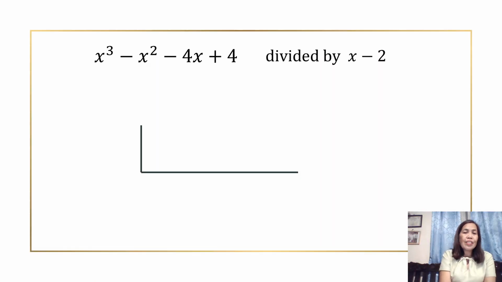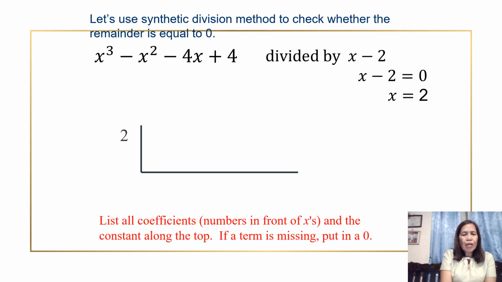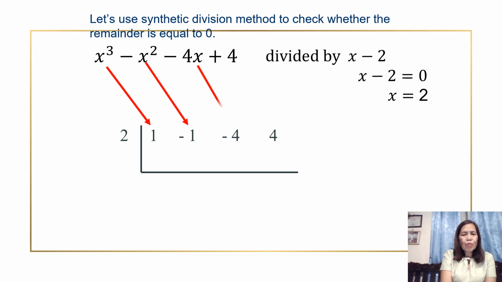So, gamitan natin ng synthetic. So, dapat 0 din ang remainder nito, ha? So, the same procedure. Kunin natin yung value ng x. If x minus 2 equals 0, x is equal to 2. Ilagay siya dyan. And then, ibaba natin yung mga coefficients. 1, negative 1, negative 4, 4. Bring down 1 times 2 is 2.